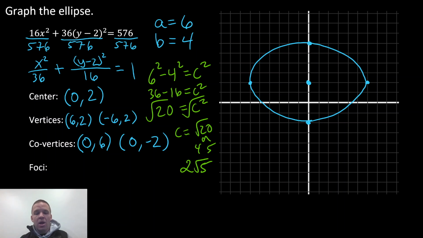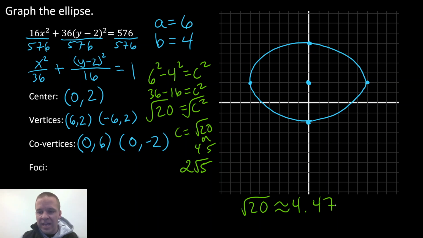So here's what we got. An approximation of the square root of 20, or 2 root 5, is about 4.47 and change. So about 4.5, right? Since my foci are on my major axis, I'm going out 4.5-ish, and I'm also going 4.5-ish in the other direction. Those would be my two foci. Now, to graph them, we can use that approximation. For our answer for these foci, we're going to use the 2 root 5.